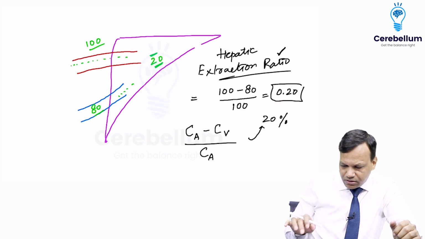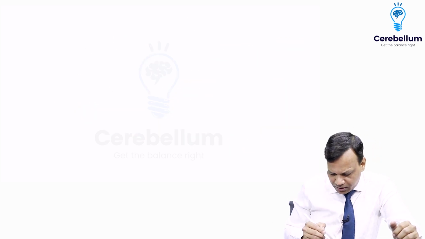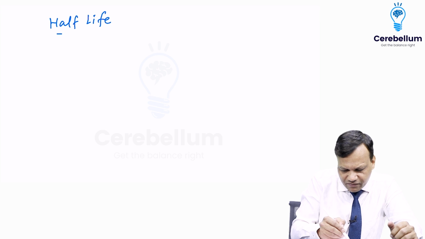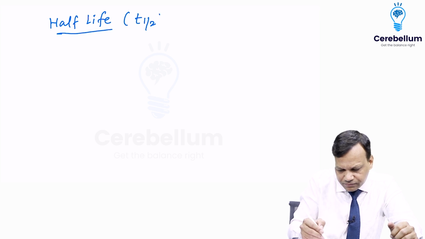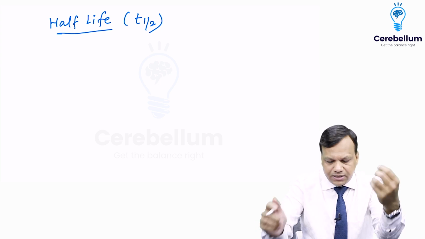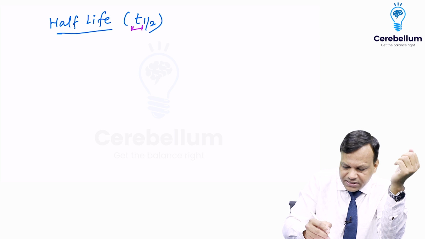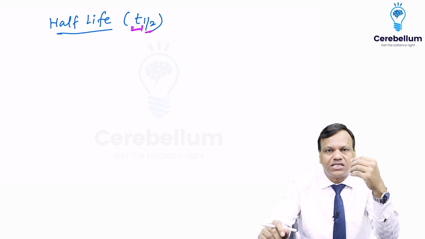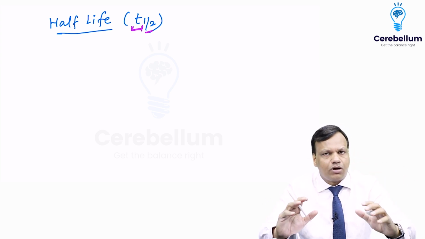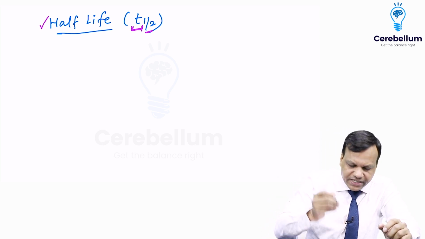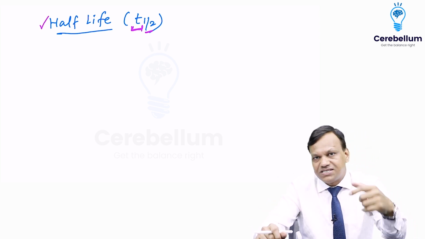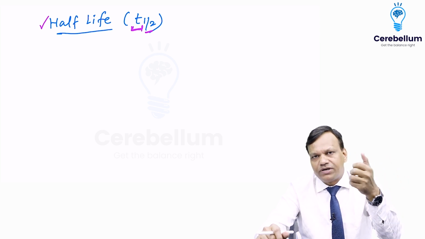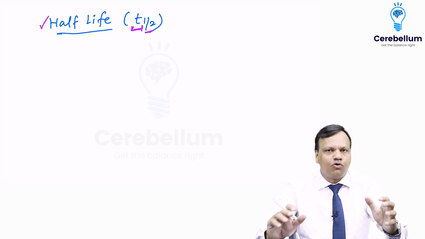Now moving to one very, very important parameter which is called half-life. Half-life, also written as T half. As the name tells, it is the time. Life means time. It is the time in which plasma concentration becomes half. In how much time plasma concentration becomes 50%, that is called half-life. For the majority of the drugs, half-life is constant. That means the same time it takes for 200 to become 100, and the same time it will take for 10 to become 5. Half-life is constant for most of the drugs.